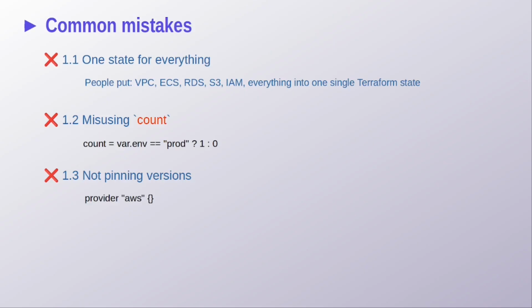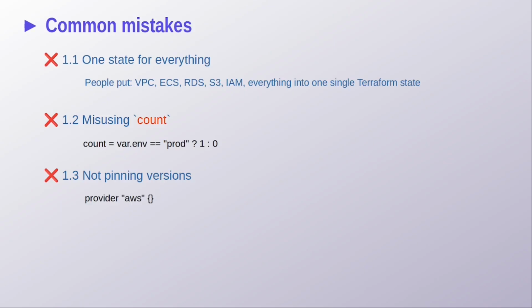Correct approach. Split your Terraform by responsibility. For example, network, compute, data, security, and also split by stage and product. Golden rule: one Terraform state should have one clear responsibility.